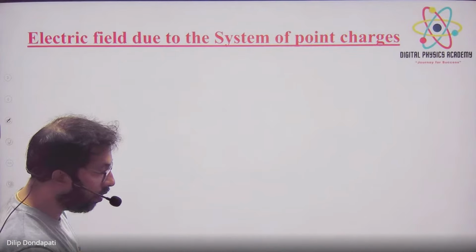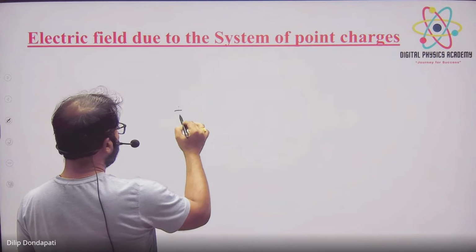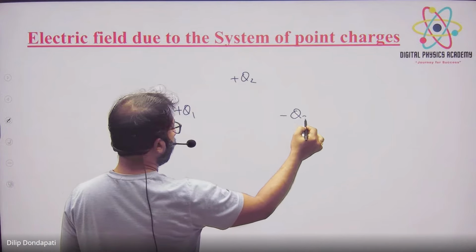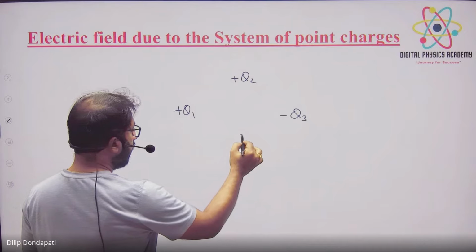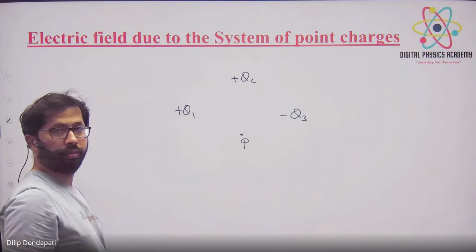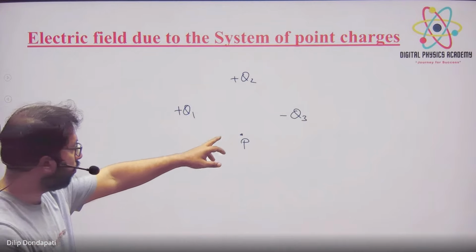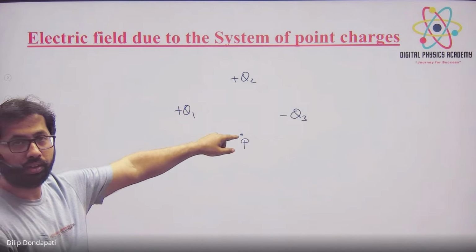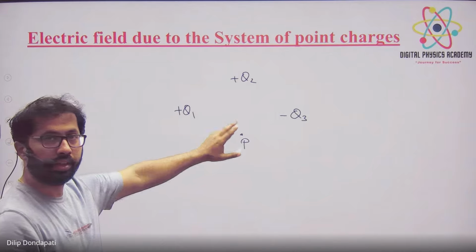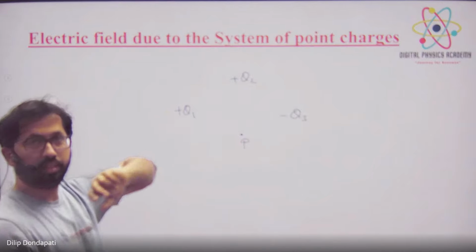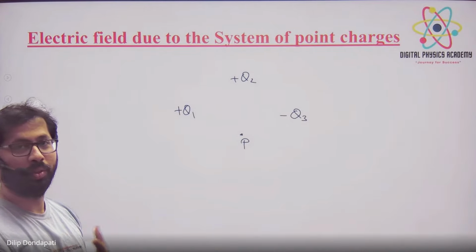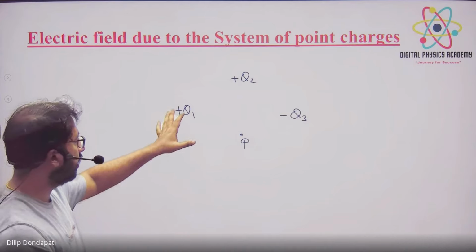Electric field due to a system of point charges. Suppose you have some charges q1, q2, minus q3. I want to find the electric field at this point P. Due to which charges will the electric field be there here? Due to all the charges, the field will be there.